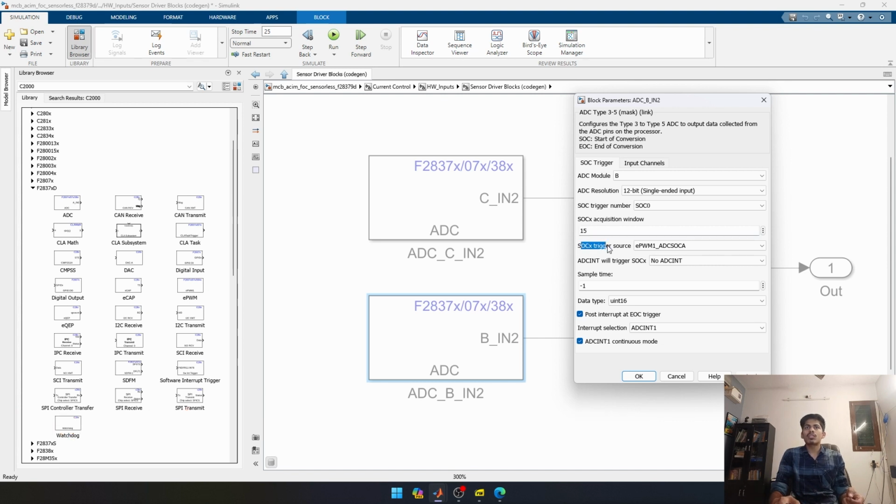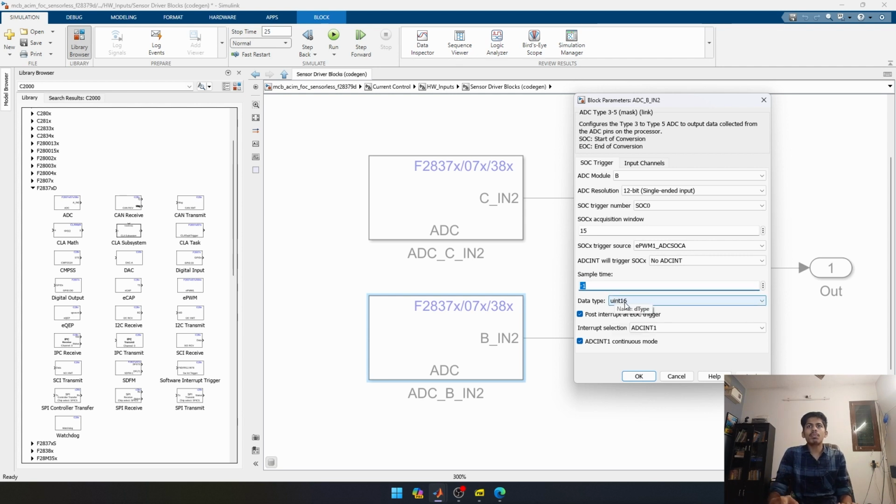And SOC trigger source: the start of conversion is triggered by the EPWM module, which is configured by us. So ADC EPWM SOCA will trigger the start of conversion for this ADC. And sample time -1 means it is inherited. So our system's sample time is inherited. You can see in the name Ts. Our Ts is, I think, 20 kilohertz, 25 kilohertz. So our PWM frequency will be our Ts.